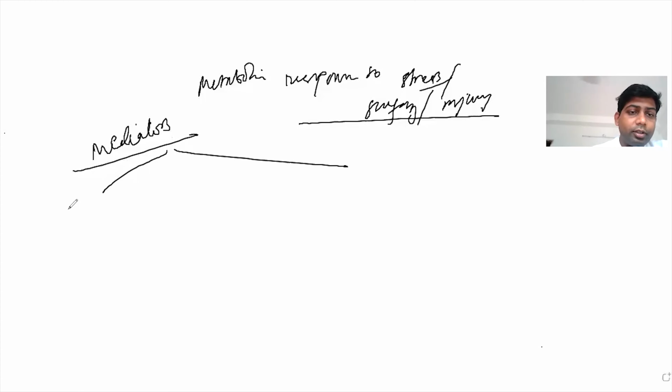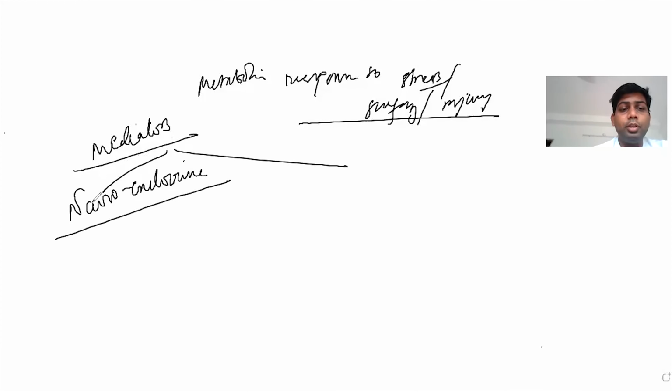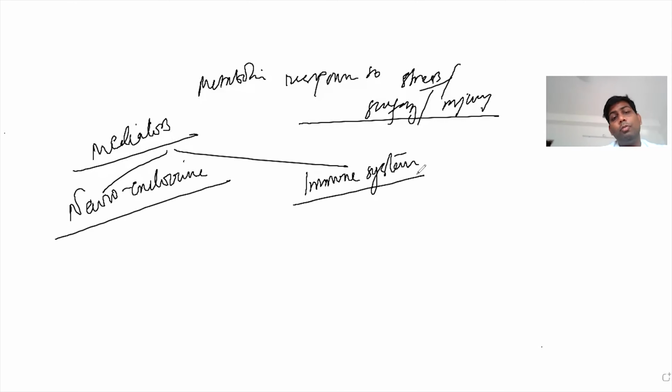One is neuroendocrine, and the second is the immune system. All right. So what are the neuroendocrine mediators? Let us talk about the neuroendocrine mediators.